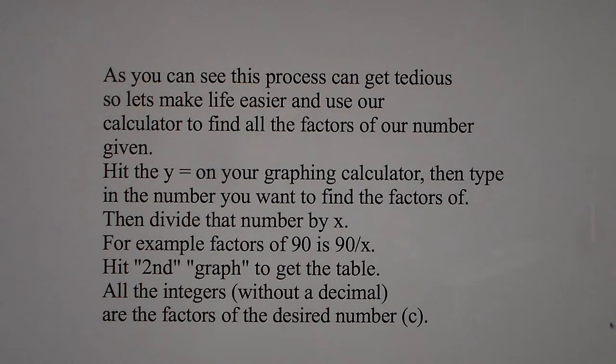What you're going to do is hit the y equals button on your graphing calculator, then type in the number that you want to find the factors of. So if you want to find all the factors of 90, you type in 90, and then divide that number by x. For example, the factors of 90, in that one spot, you do 90 divided by x. Hit the second graph button, aka your table, and all the integers, aka the numbers without the decimal, are the factors of that desired number of 90 in this example.